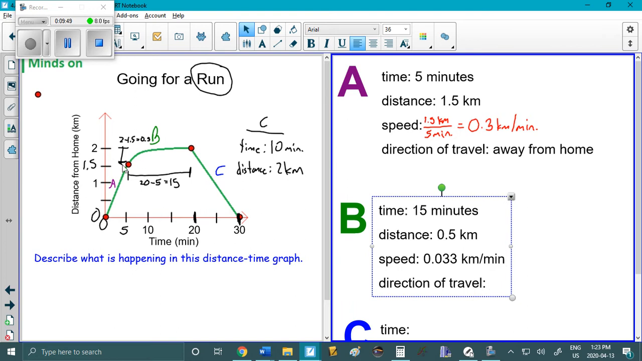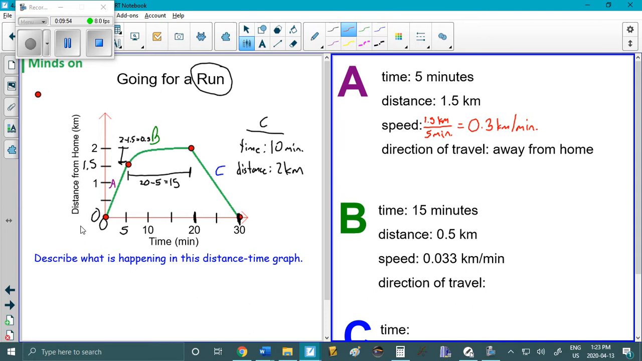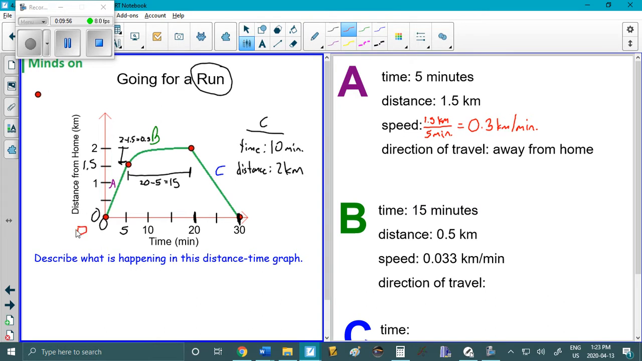Now, direction of travel. Are they getting closer to home? You can imagine in these graphs, if you want, you can draw a little house down here. Whoa, it's a weird looking roof. So there's their house. It's a really nice house. Now, are they getting closer to this house or further away? Well, you can see they're getting further away. Remember, it's the up and down. So they're going further from home. So again, this is away from home.